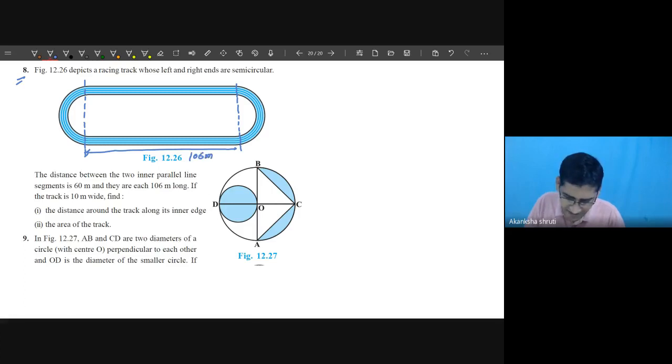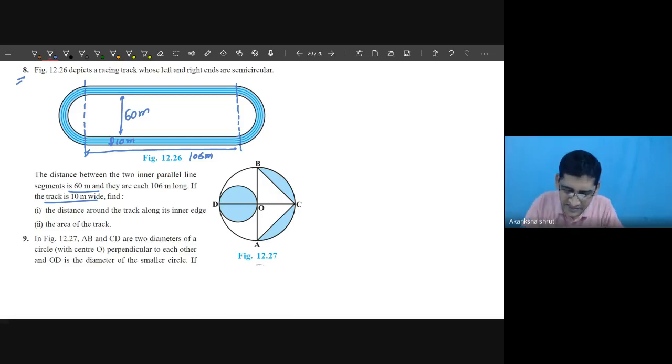And the distance between the inner parallel lines. Sometimes students get confused whether this inner parallel line is this one or this one. So by reading ahead you can get it. Here it is given that the track is 10 meter wide. It means the blue one is 10 meter and the white between these two is our 60 meter. Okay, now I think you can get it very easily.